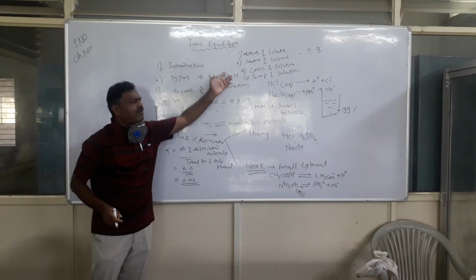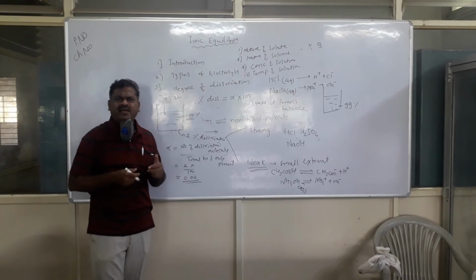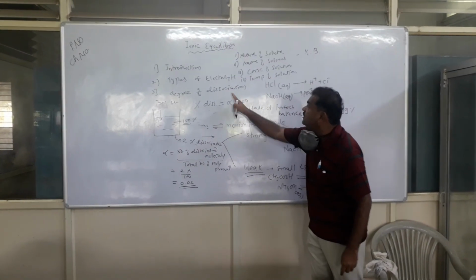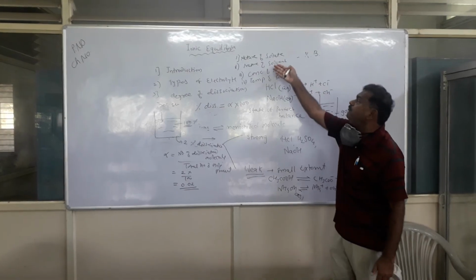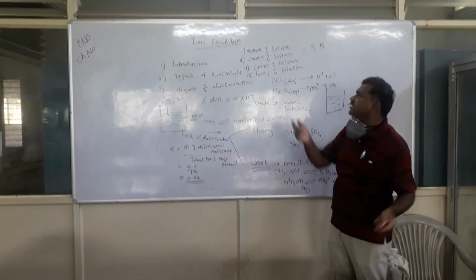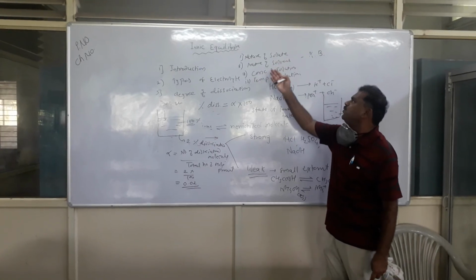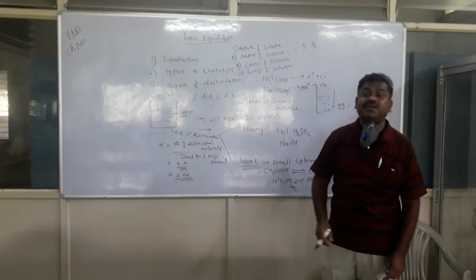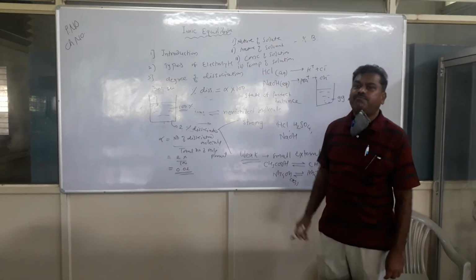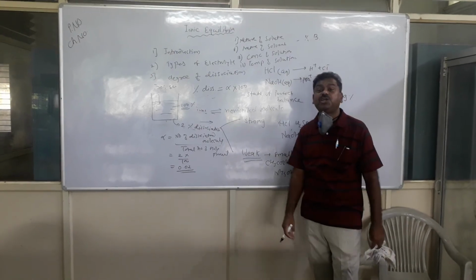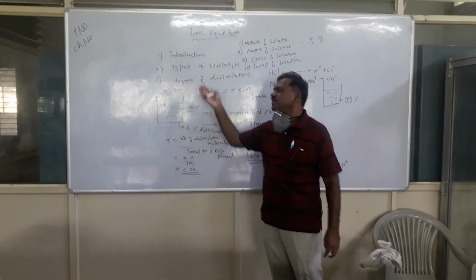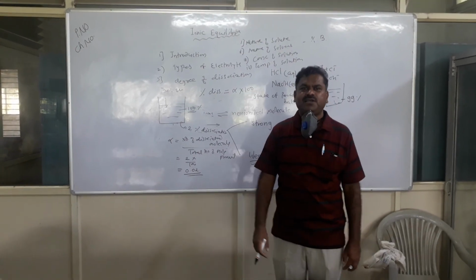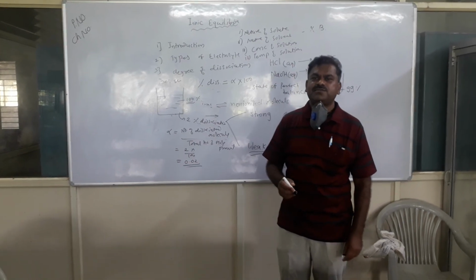This is not in your syllabus in detail, but you should know what factors affect the degree of dissociation. There are four factors: the solute, the solvent, the concentration of solution, and temperature. These are the main points under the heading of ionic equilibria: types of electrolyte, degree of dissociation, and factors. This is about these three points. Another point we will discuss in the next lecture.